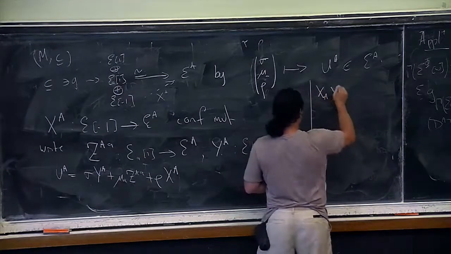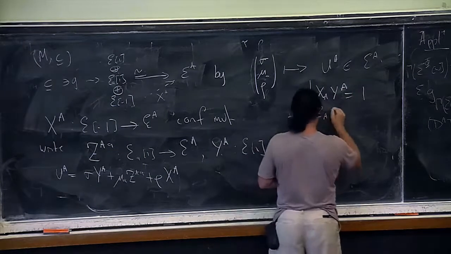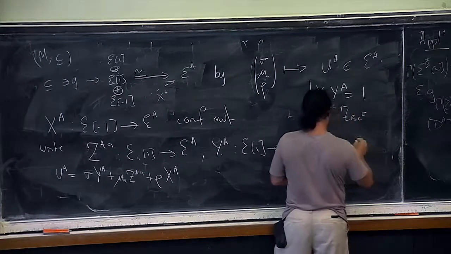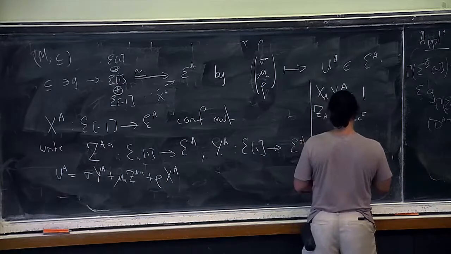So we have XA YA equals 1, ZA C Z B C equals, whoops, is that the one I wanted? No.